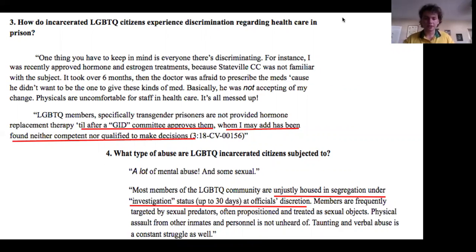What type of abuse are LGBTQ incarcerated citizens subjected to? Most members of the LGBT community are unjustly housed in segregation under investigation status up to 30 days at officials' discretion.